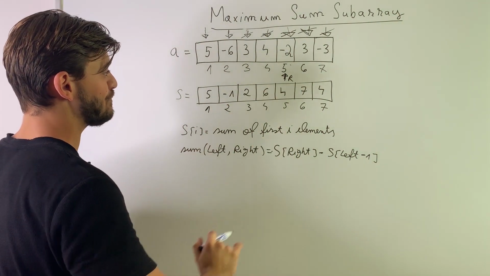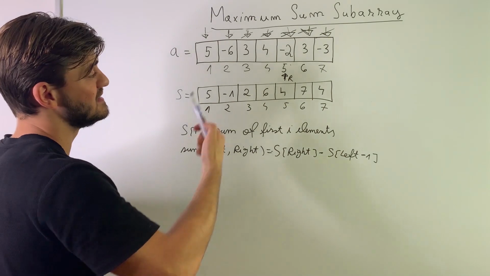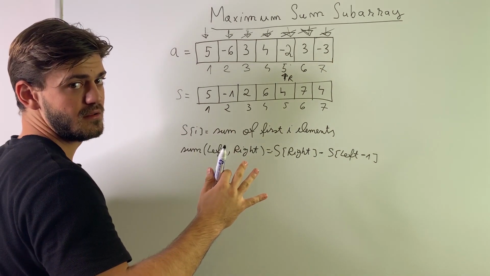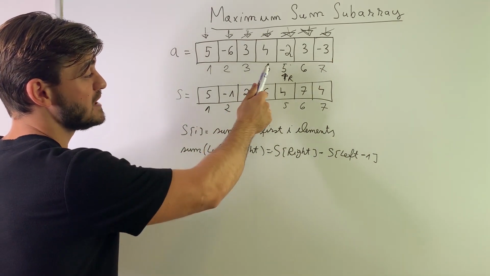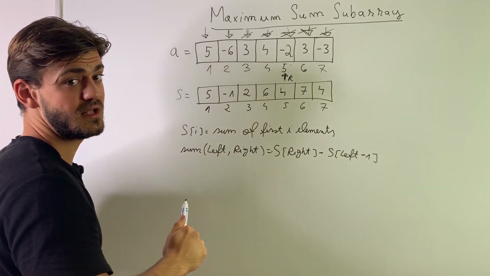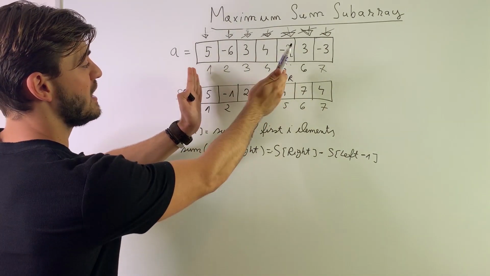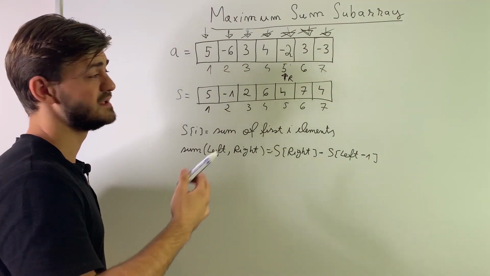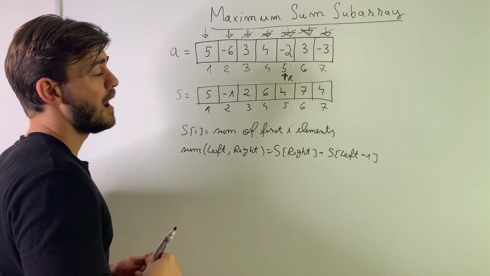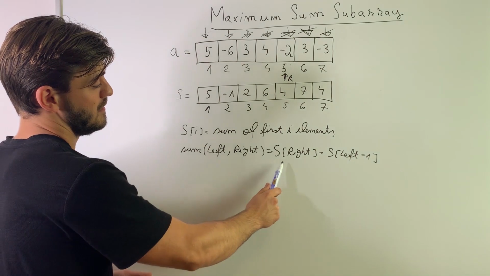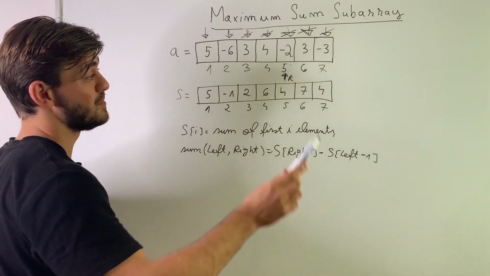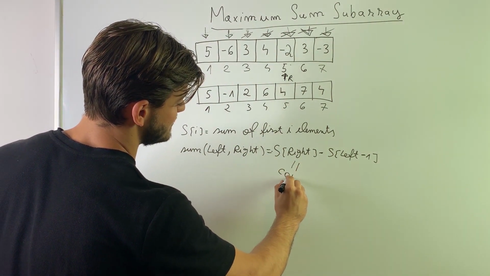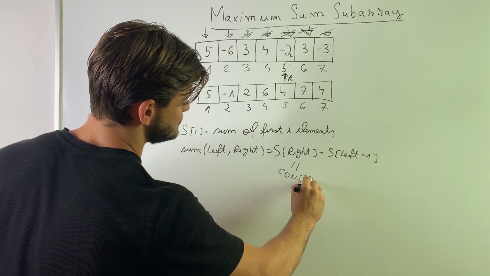Good. Now, when I fix this right pointer, at this step, I want to find out what is the maximum sum subarray, alright, of this subarray that actually ends in this right pointer. Alright, so from all of these subarrays, like from 1 to R, from 2 to R, from 3 to R, and so on, I want to find the maximum sum one, right? The one that has the maximum sum. Okay, so how can I do that? Well, don't forget, I know this formula. So when I fix the right pointer, this S right sum actually becomes a constant. Okay, so this one is a constant.